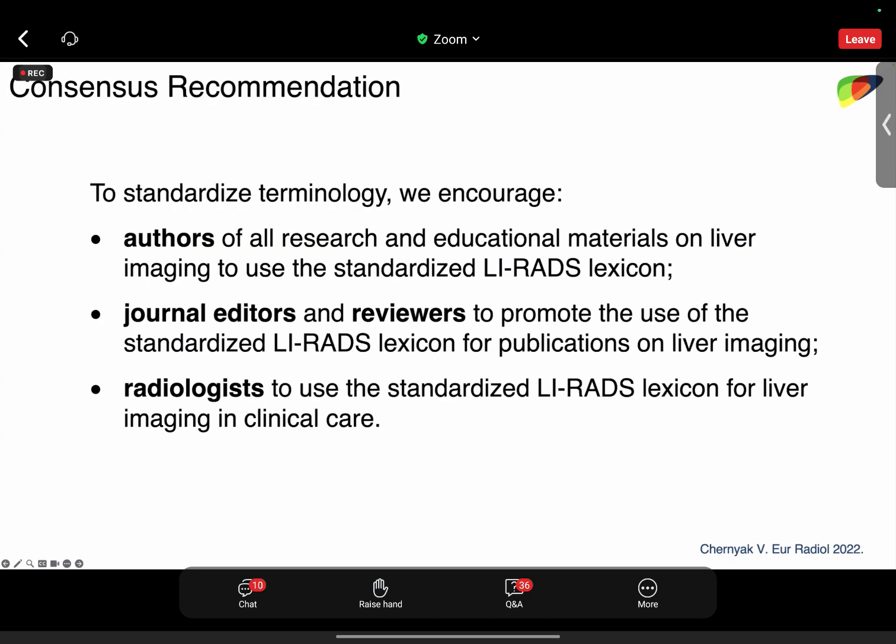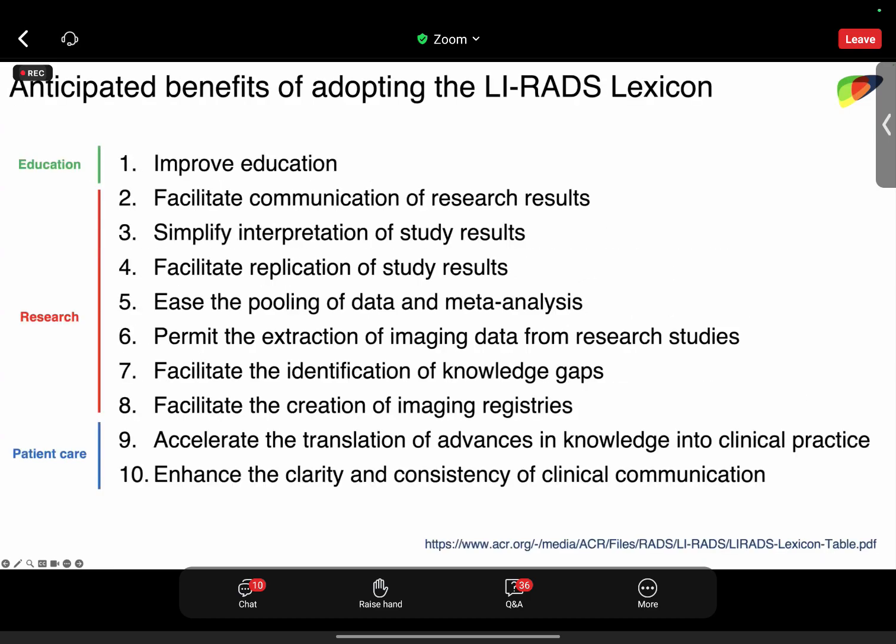We anticipate numerous benefits of adopting the LI-RADS lexicon, whether in education, research, or in patient care, mostly to enhance clarity and improve consistency in clinical communication.